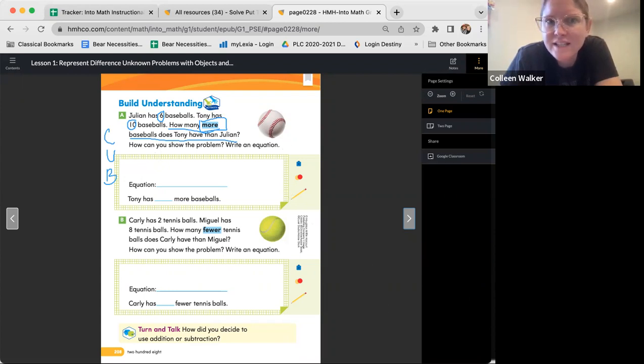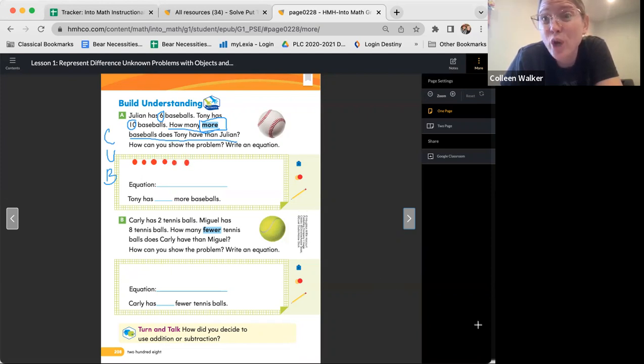So let's see, to represent Julian's baseballs, let's draw them red. Can you guys help me count to 6 to represent his? Ready? 1, 2, 3, 4, 5, 6. Awesome.